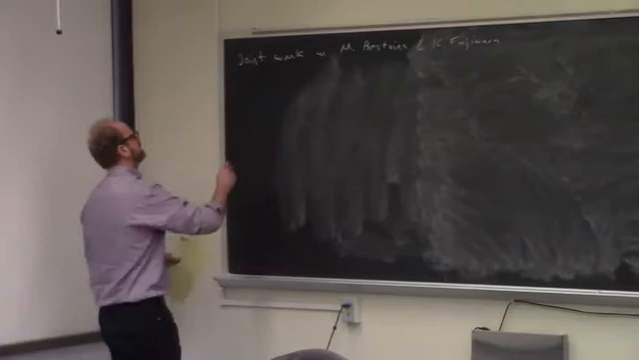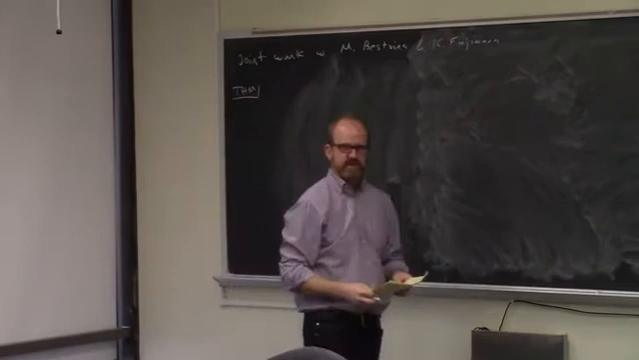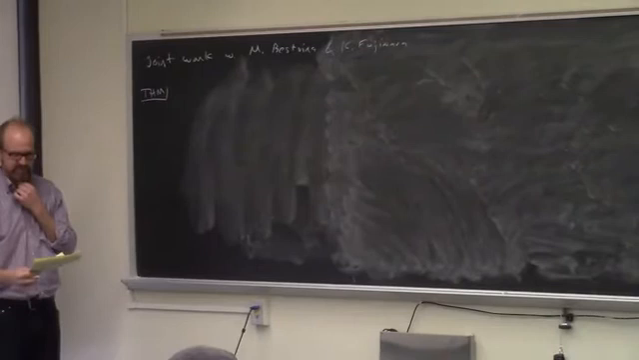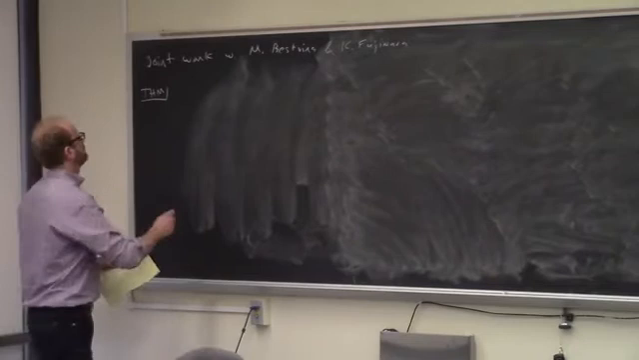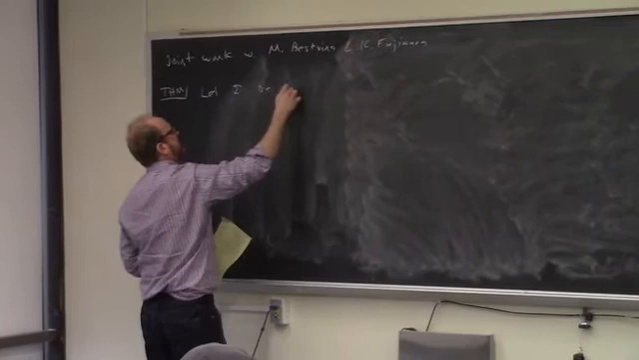So the theorem is about the mapping class group and stable commutator length in the mapping class group. So if you don't know what those things are, this theorem might not make sense at first, but I will explain them. So first of all, let sigma be a closed surface.